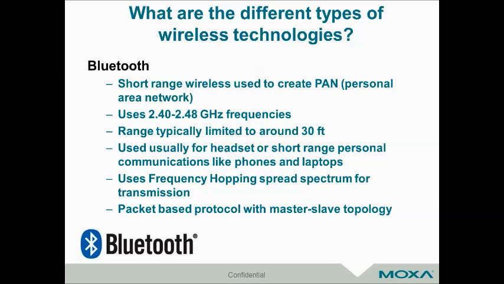So Bluetooth, as I mentioned, is a short-range wireless network. It's used to create what we call PANs, or personal area networks. And what that means is it has a very limited range. When most people think about Bluetooth, they think of things like their cell phones, perhaps their laptops. Bluetooth technology is typically present in cars to connect phones or other devices. So we typically see that a little bit more in consumer use than we do in industrial use.